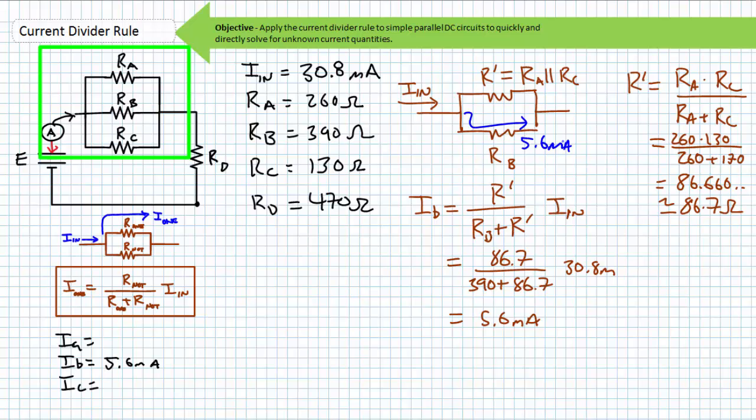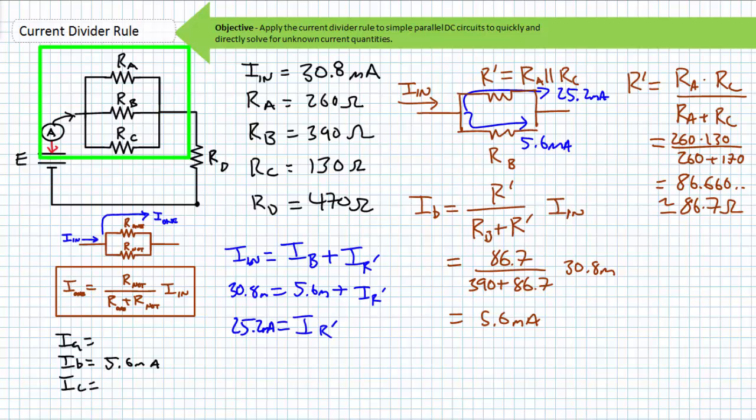Obviously, the remaining current must travel through R prime, which, if we recall, is the parallel combination of RA and RC. What we're doing here is another iteration of Kirchhoff's current law on our simplification, where IN equals IB plus IR prime, and solving for IR prime. Given R prime is the parallel combination of RA and RC, it can be said that IR prime is the undistinguishable lump sum of IA plus IC.